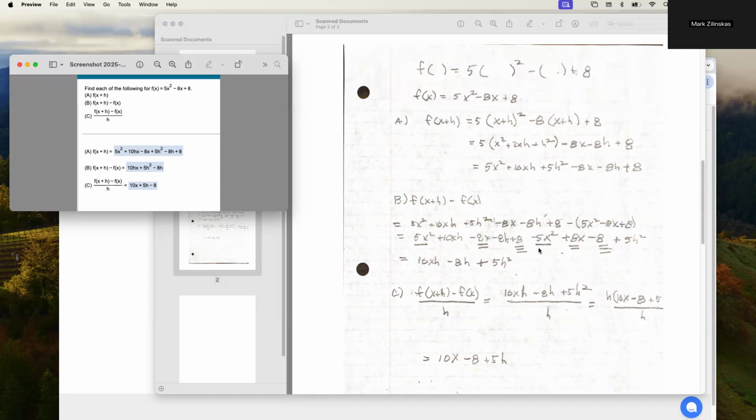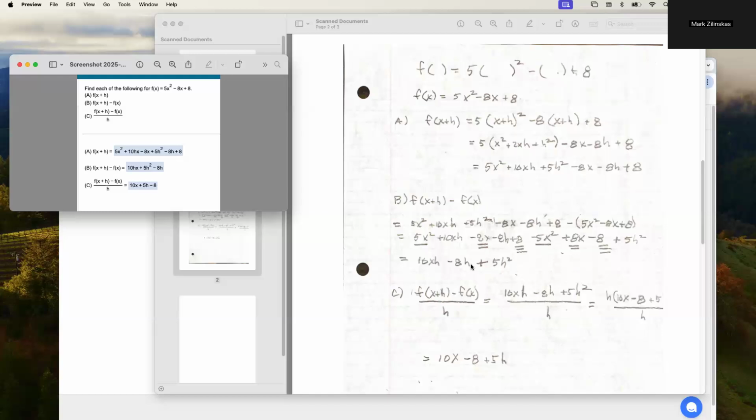Now I have some like terms I can combine, and so the 8s add up to 0. Same thing with the 5x squareds, they add up to 0. And also the negative 8x and plus 8x. And you'll see these patterns here. So these things cancel out, and that just leaves me with a 10x squared, a minus 8h, and a 5h squared, okay, which is what I leave right here.